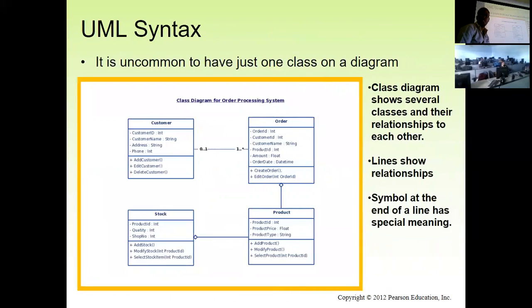Stay focused. All right. Now, it is uncommon to have just one class on a diagram, right? Because your program is going to be made up of a group of classes that are interactive. Yes? And you have seen with the small application we were talking about earlier, we identified at least 2 classes and eventually we moved on to 3 classes. Yes? Now, this class diagram is an example of what an order processing system might be composed of.